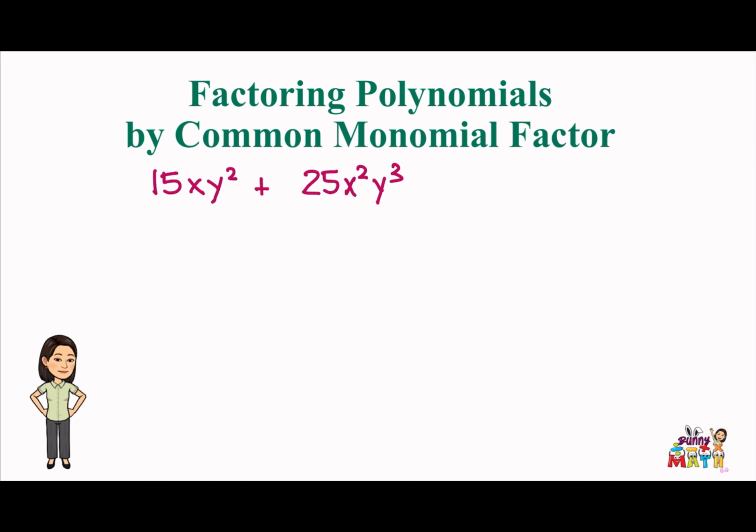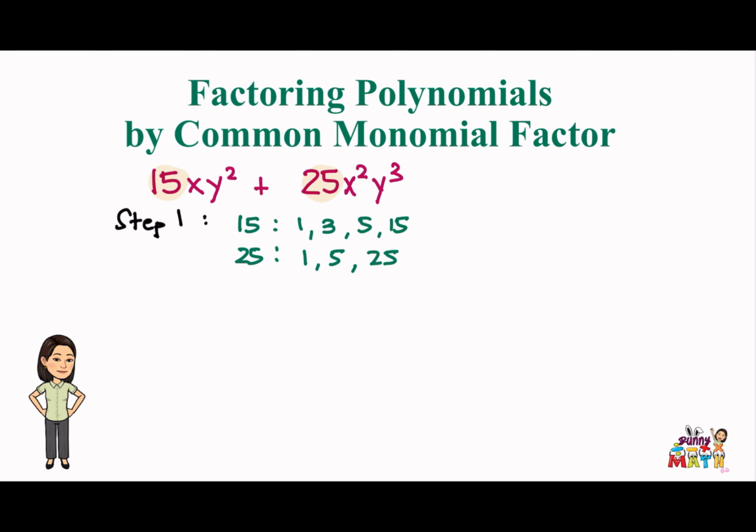Our given polynomial is 15xy squared plus 25x squared y cubed. Ano ang GCF ng numerical coefficients? Ano ang common variable? At ano ang magiging GCMF? Atin ang isa-isahin ang mga steps para ma-factor ang ating polynomial. Step 1, get the GCF of the numerical coefficients, 15 and 25. Now look out for the GCF of 15 and 25. That is 5. GCF of 15 and 25 is equal to 5.